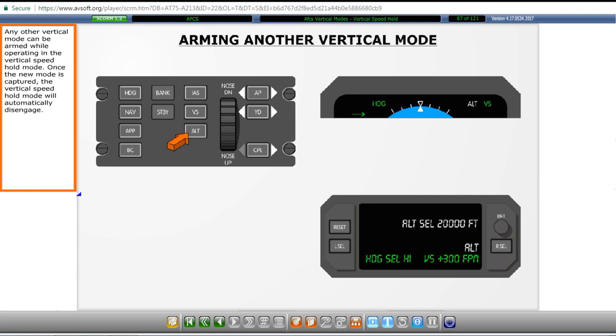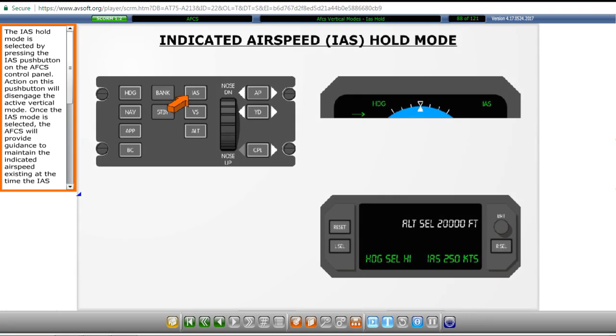Any other vertical mode can be armed while operating in the vertical speed hold mode. Once the new mode is captured, the vertical speed hold mode will automatically disengage. The IAS hold mode is selected by pressing the IAS push button on the AFCS control panel. Action on this push button will disengage the active vertical mode. Once the IAS mode is selected, the AFCS will provide guidance to maintain the indicated airspeed existing at the time the IAS push button was pressed.